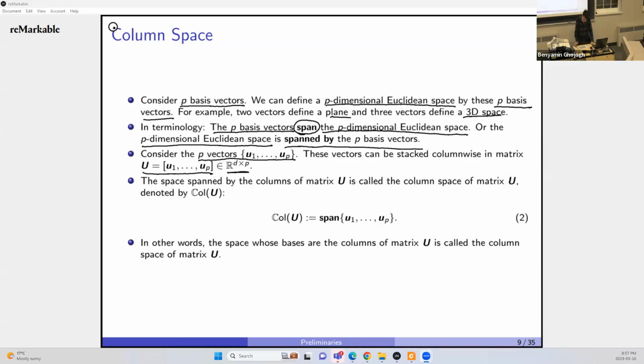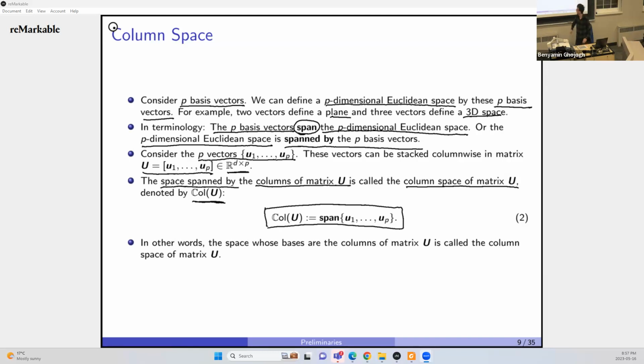Now, I'm building up. The space spanned by the columns of matrix U is called the column space of matrix U. Again, the space whose basis vectors are the columns of the matrix U, or the space spanned by the columns of matrix U, is called the column space of U. And write it in this way.